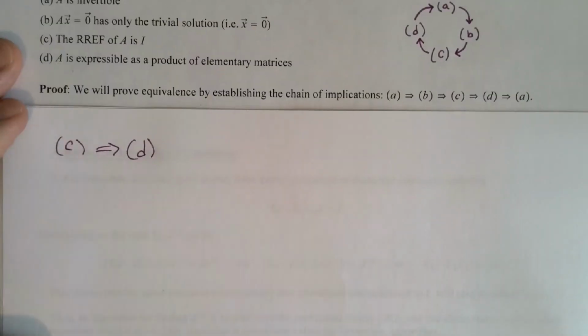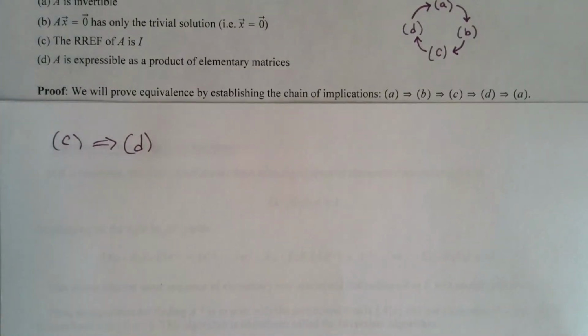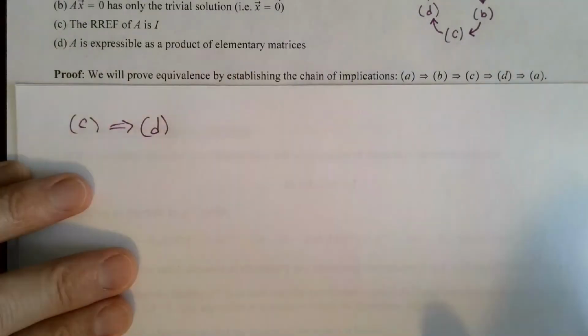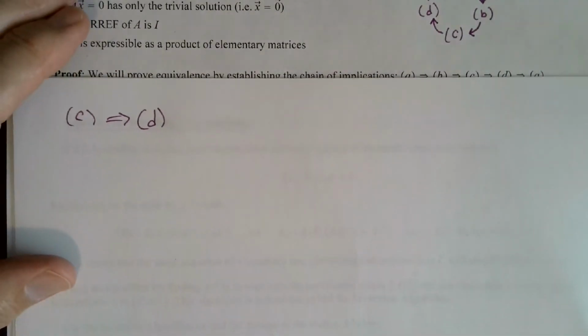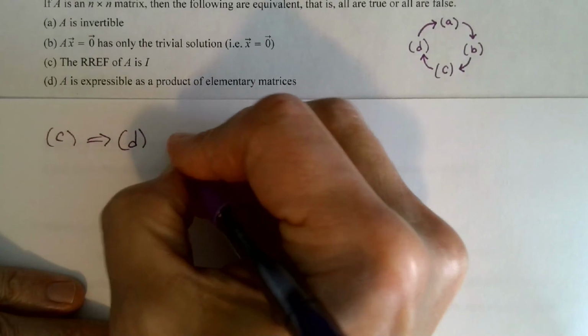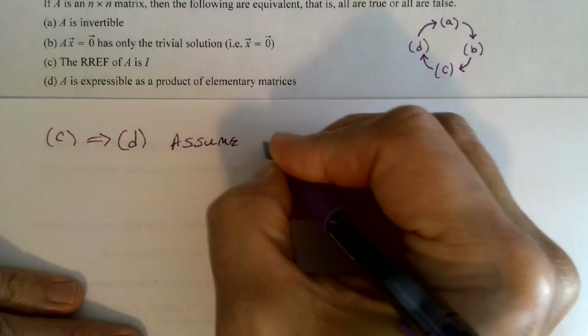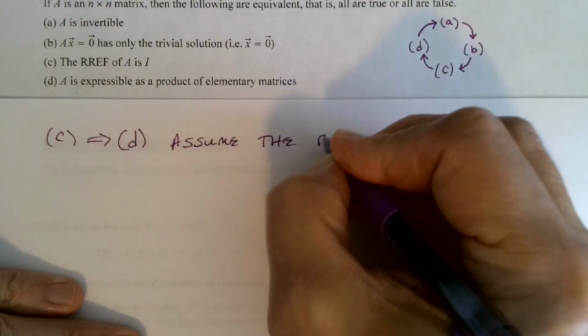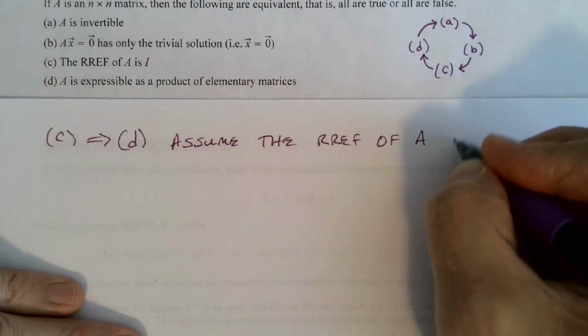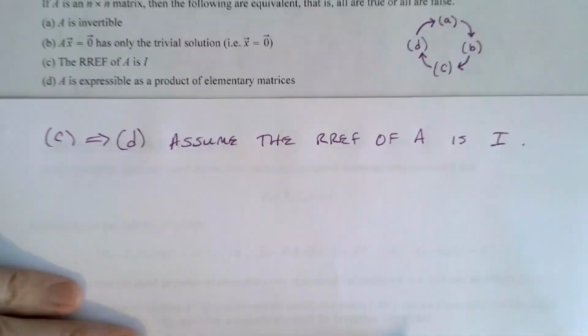Okay. So C, we're going to assume that the reduced row echelon form of A is the identity. And then we're going to prove that in that case A is expressible as a product of elementary matrices. So this is where our discussion about elementary matrices is going to come in. So I'm going to assume the reduced row echelon form of the matrix A is the identity matrix.